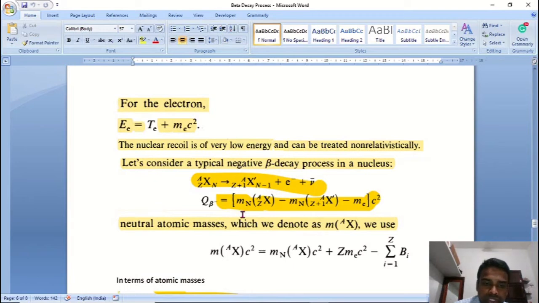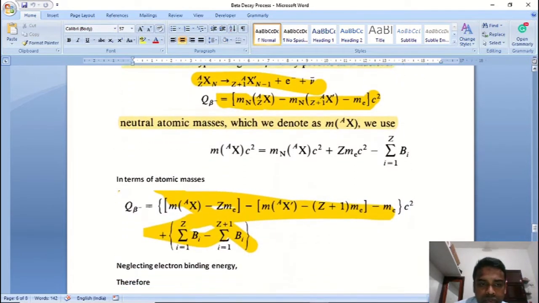When we use neutral atomic mass to express this Q energy of the reaction, we use M of AX only. Therefore, M of AX C square equals: we can write it as Mn of AX C square plus daughter nucleus plus ZMEC square minus summation i equal to 1 to Z of Bi, because the number of electrons equals the number of protons. So this is the electron binding energy. Okay, therefore we can express it in terms of atomic masses.